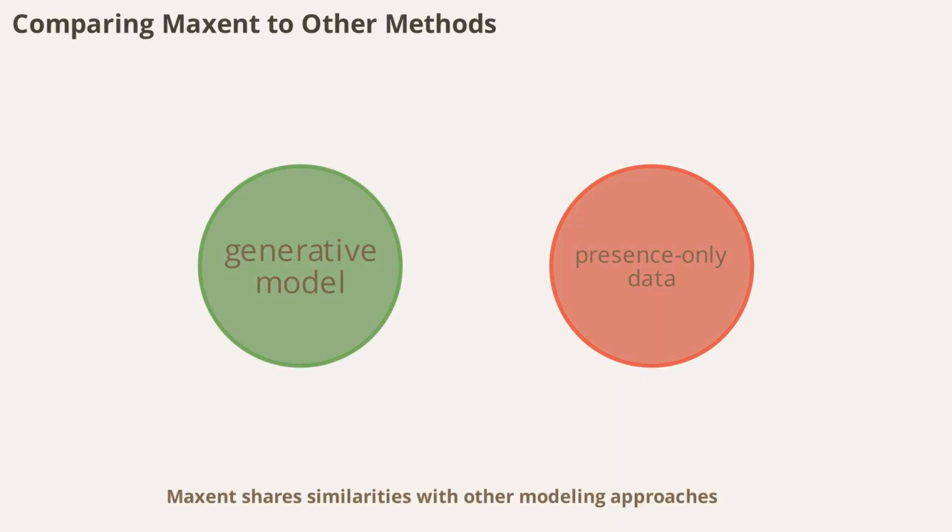MaxEnt shares similarities with other modeling approaches, such as generalized linear models, GLMs, and generalized additive models, GAMs, but it stands out because it requires only presence data. Unlike discriminative models, which directly model the probability of presence given the environment, MaxEnt is a generative model, estimating the distribution of environments where the species occurs. This can be advantageous, especially when data are limited. MaxEnt's continuous output also allows for flexible thresholding and detailed suitability mapping.